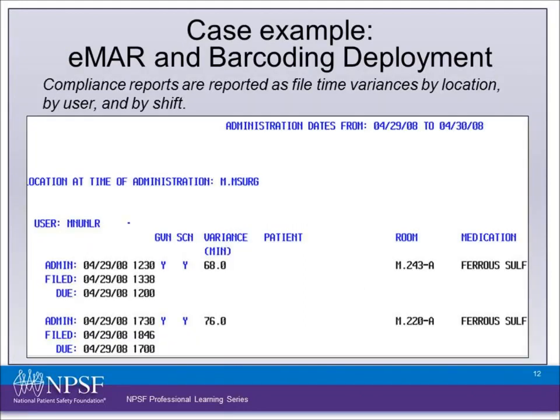And we gradually got to the next phase, which was stabilization, where we could start looking at compliance reports. These are reports that told us, in this example, when the medication was administered, the time that was entered in the computer, the time that the administration was actually filed in the computer, and the time that the medication was scheduled as due to be given.